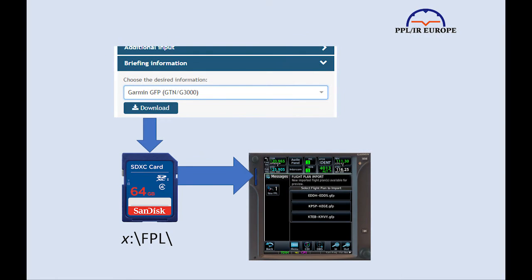A convenient way to get the route into the GTN without any external equipment is to write it directly from your planning application, such as AutoRouter, onto an SD card. It needs to be in a directory called FPL, directly off the root of the card. Then you can take that to the aircraft and copy it into the catalogue.